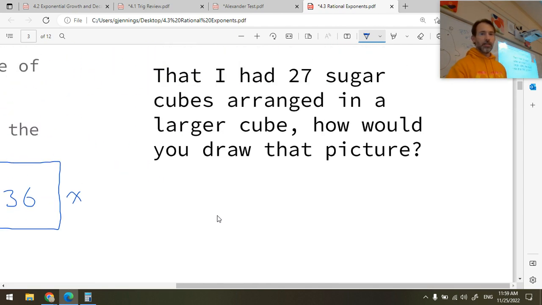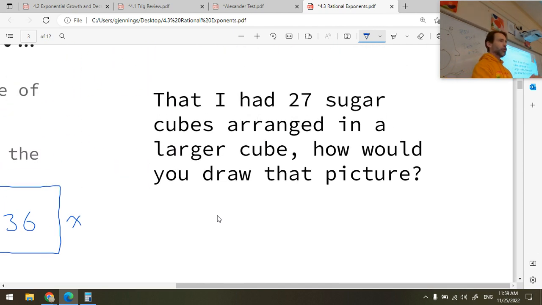But in this case, if I had 27 sugar cubes arranged into a larger cube, and I wanted you to draw a picture of that, how many sugar cubes would be in a single face? How many sugar cubes would be lined up along a side?